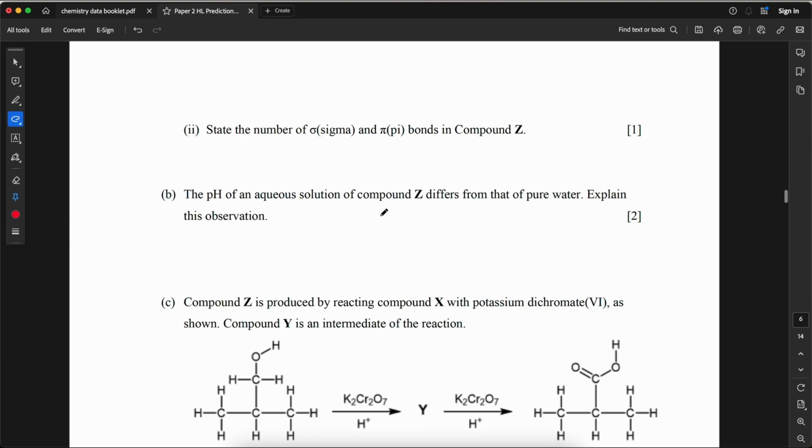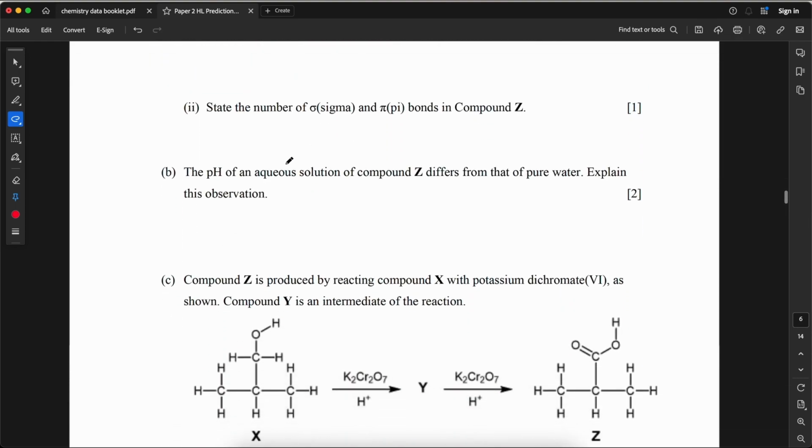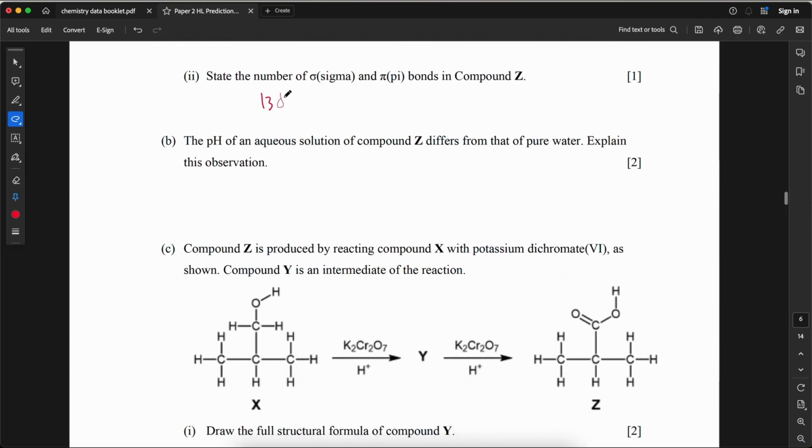State the number of sigma and pi bonds in this compound. 1, 2, 3, 4, 5, 6, 7, 8, 9, 10, 11, 12, 13, and 1 pi bond. So 13 sigma and 1 pi.